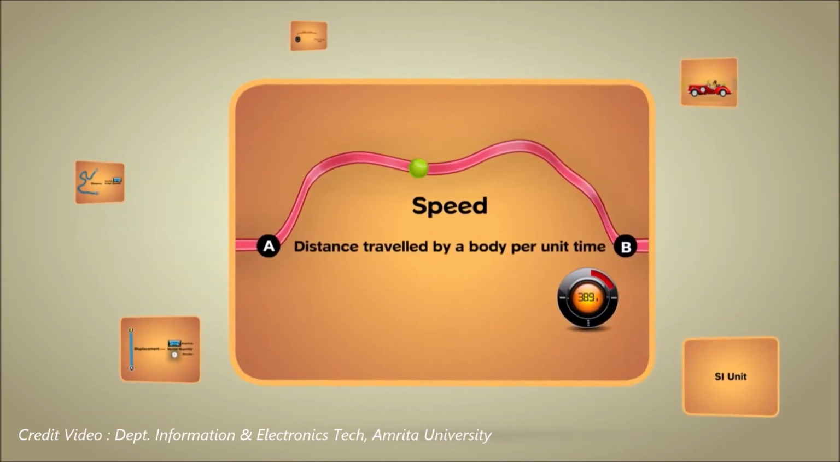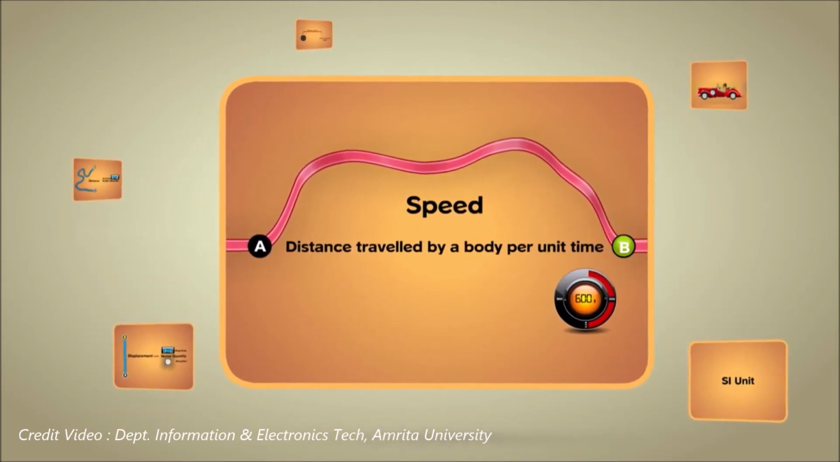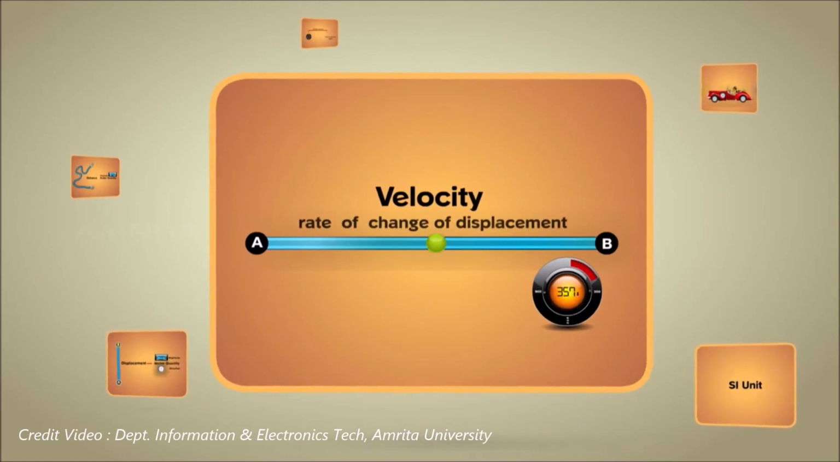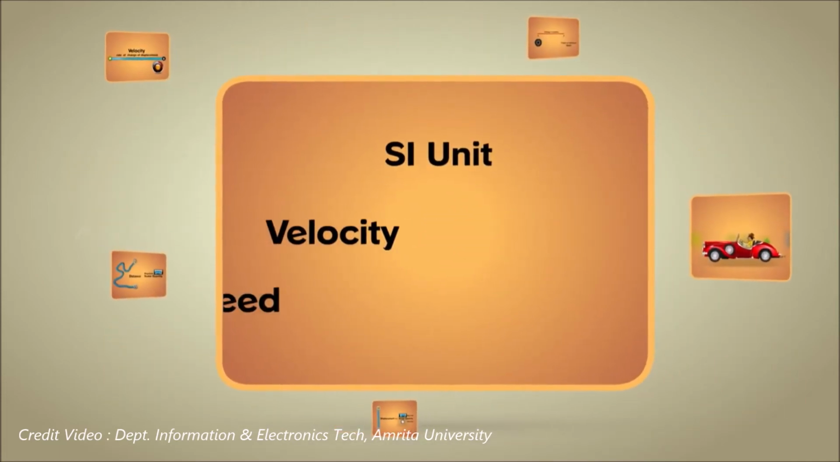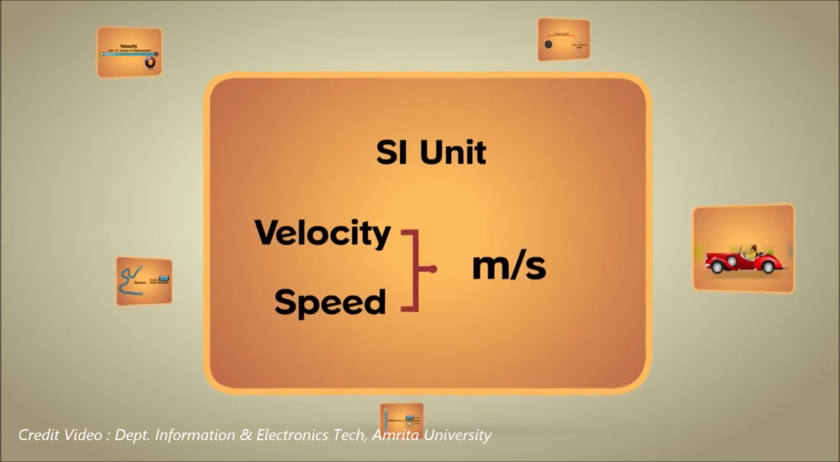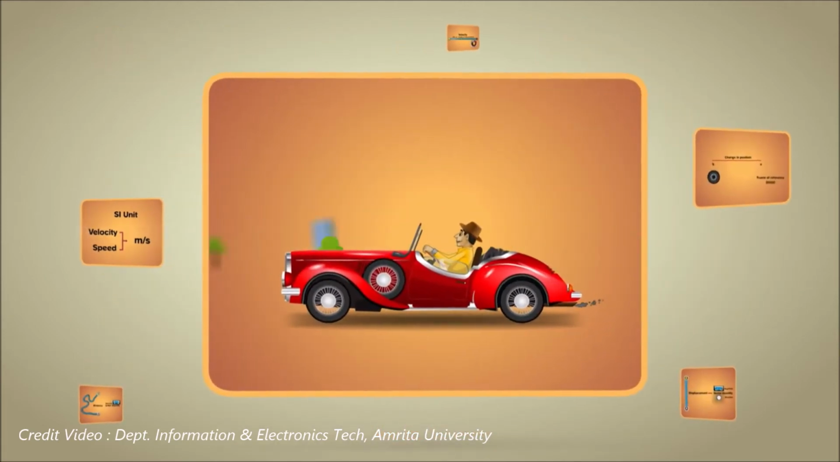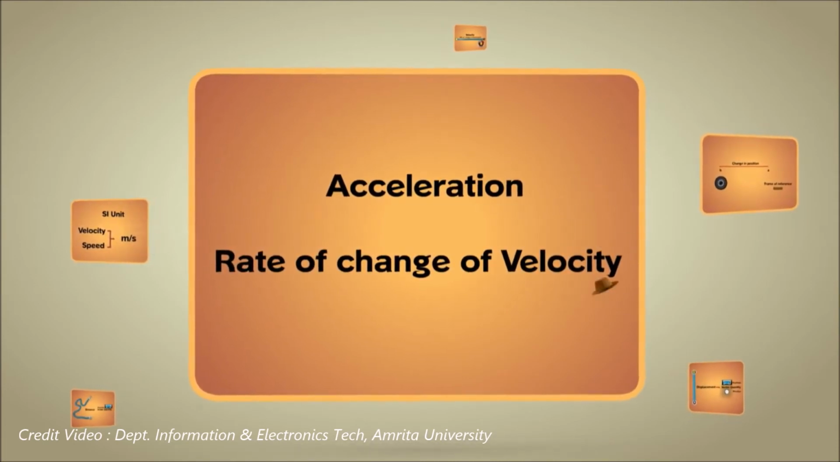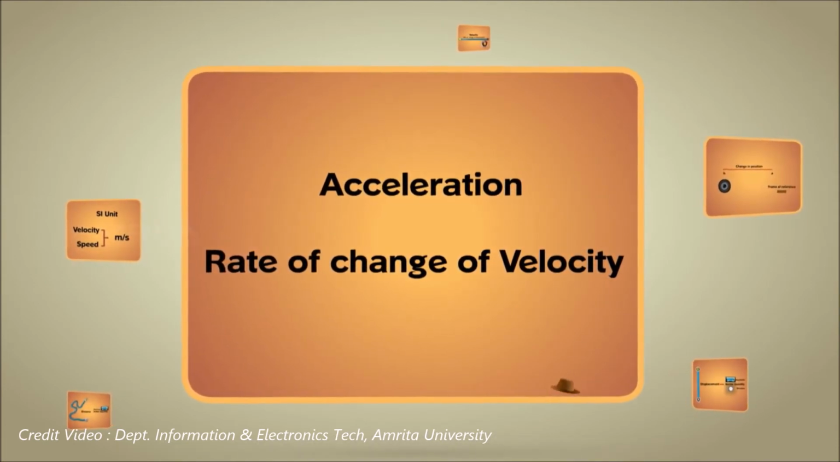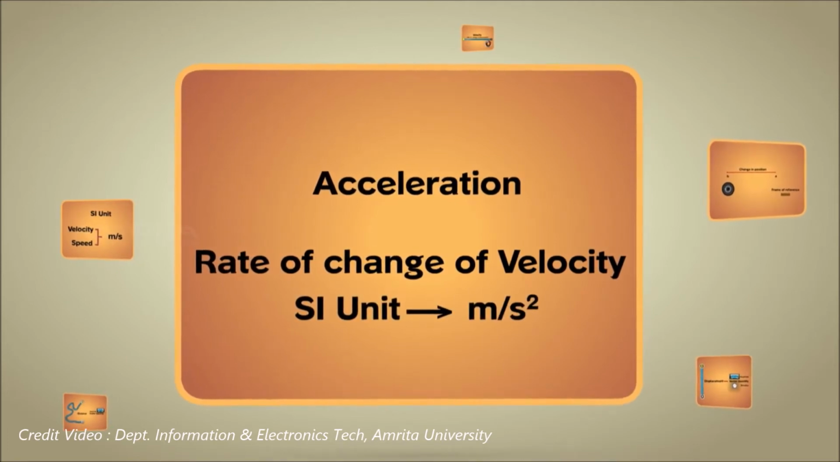Speed is the distance travelled by a body in unit time, and velocity is the rate of change of displacement. The SI unit of velocity and speed is meter per second. Acceleration is calculated as the rate of change of velocity. The SI unit of acceleration is meters per second square.